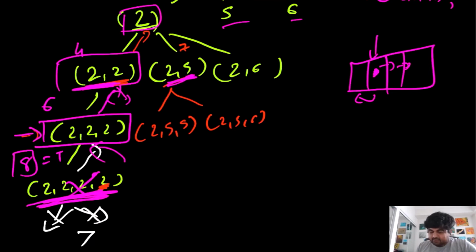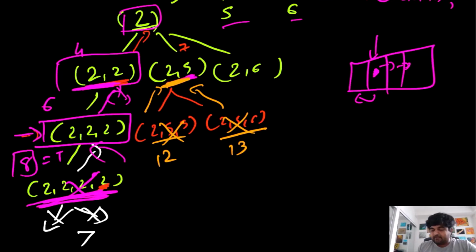Okay, at this point the sum we can have is 12, which is greater than 8, so we can terminate over here. We can't go down any further. And over here the sum would be 13. Again we can terminate over here. We can't go down, which means we have to go back. So we come back at 2 5.